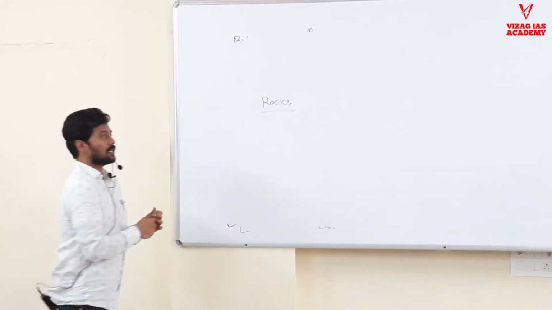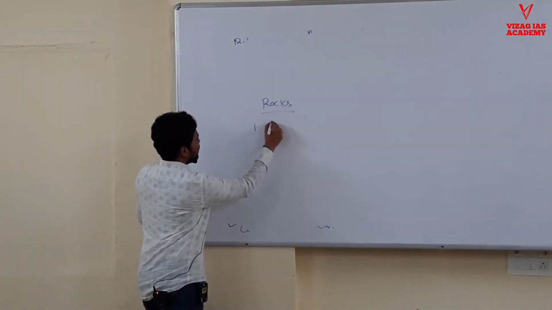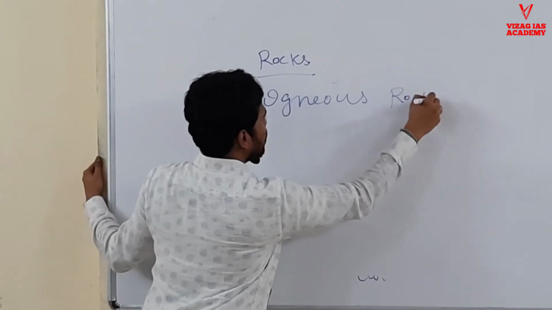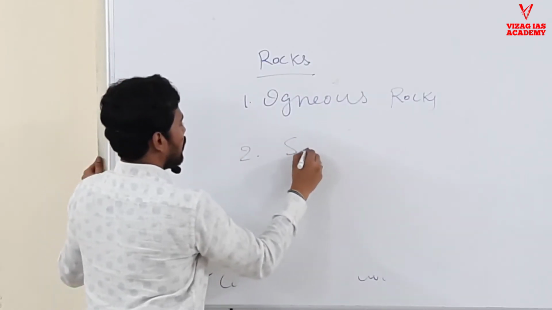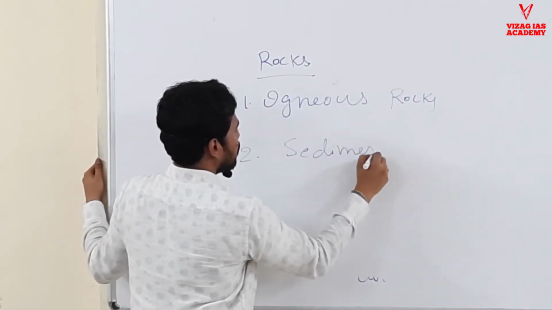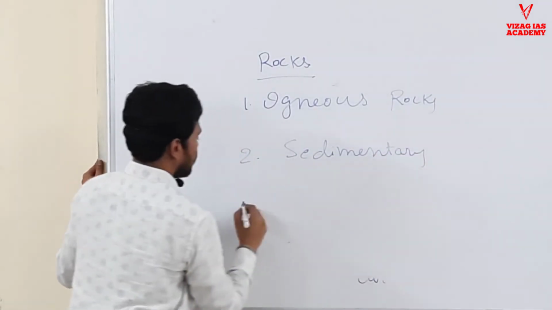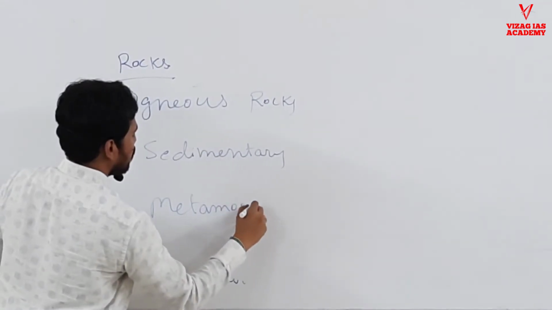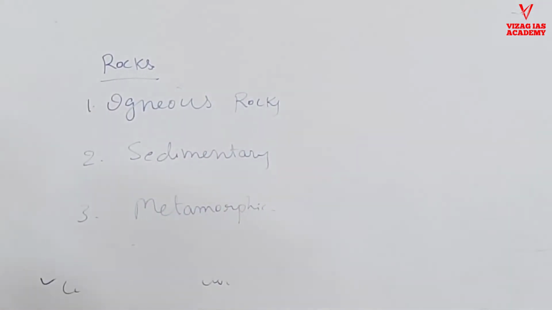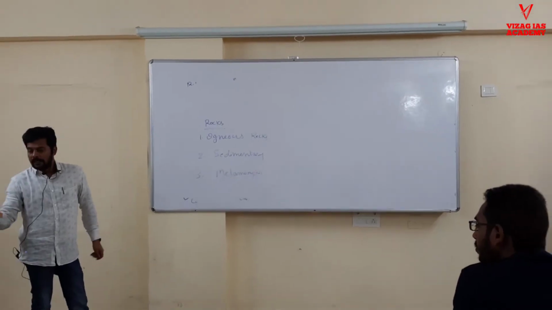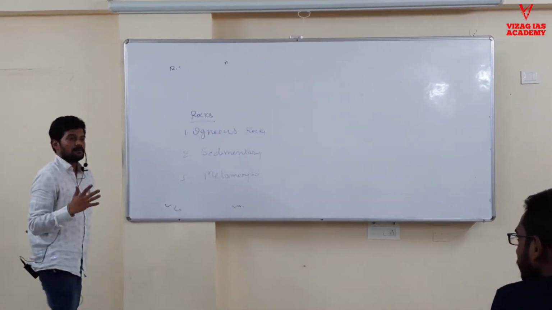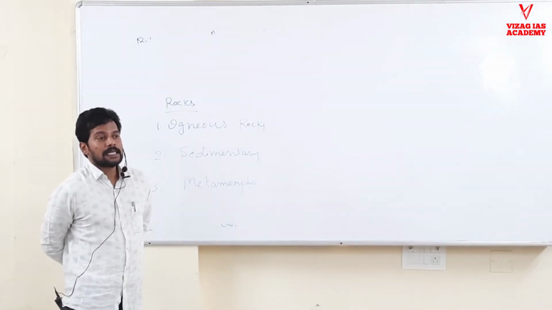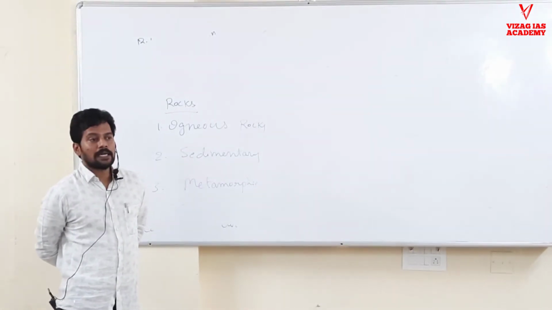Okay, tell me, you know them, right? Igneous rocks, sedimentary, metamorphic. Okay. Igneous rocks are the ones that, inside the earth, lava and magma come and form them.